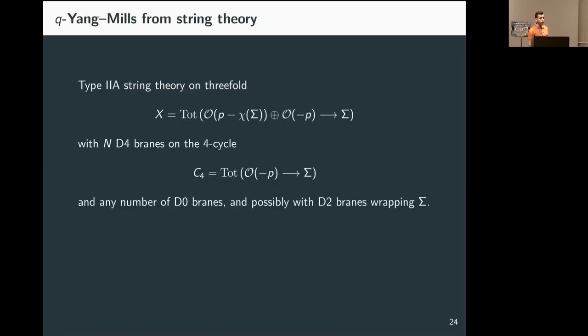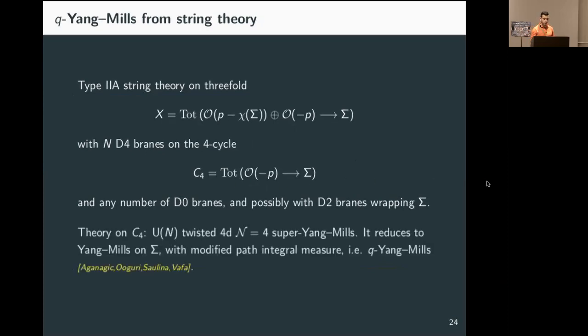There is another derivation for q-Yang-Mills, which is in fact the original way it appeared, which comes from type IIA string theory on a Calabi-Yau threefold X. So we take a stack of D4 branes on a certain non-compact 4-cycle, which is the total space of a degree p line bundle on sigma. And then we ask what is the worldvolume theory on this 4-cycle. And it turns out that this is topologically twisted N=4 super Yang-Mills in 4 dimensions. However, in this simple case, it reduces in 2D on sigma to a simple deformation of the ordinary Yang-Mills, which is indeed what we now call q-deformation or q-Yang-Mills.